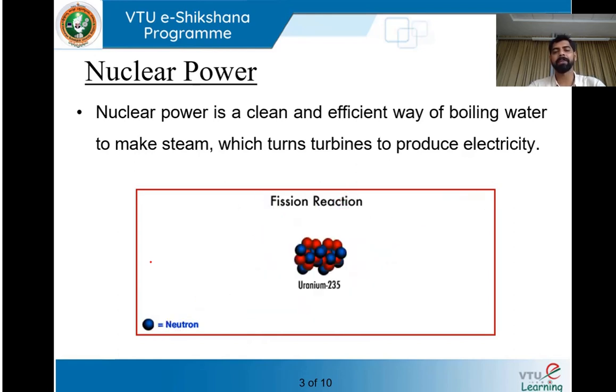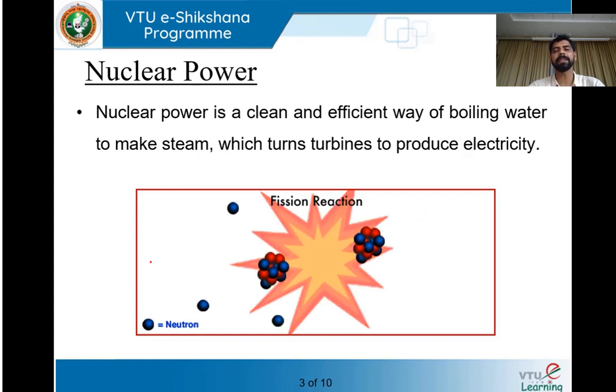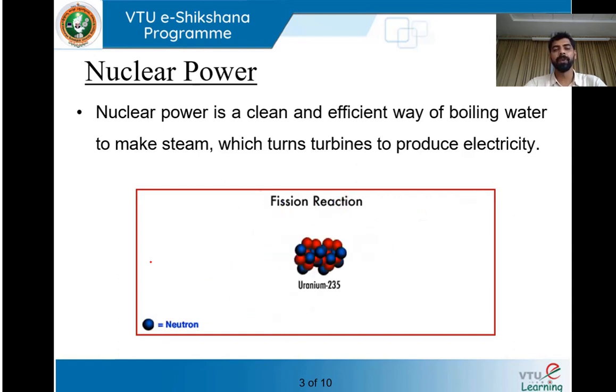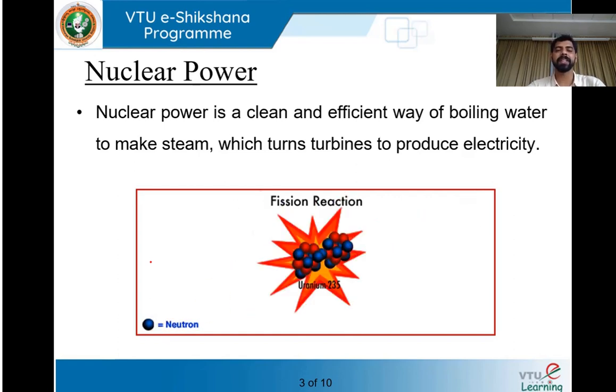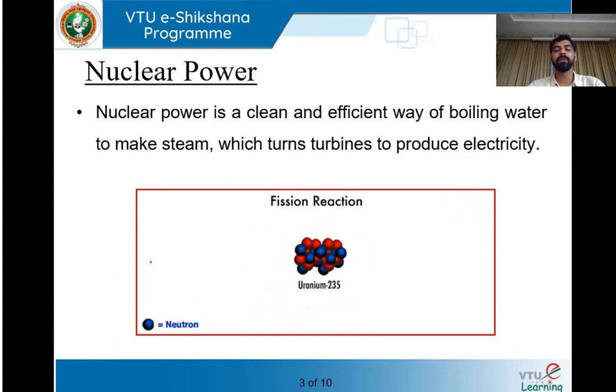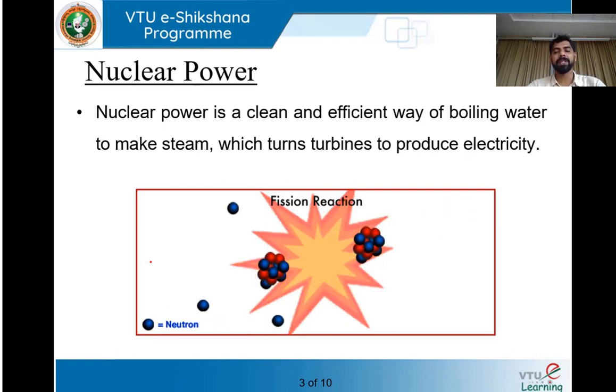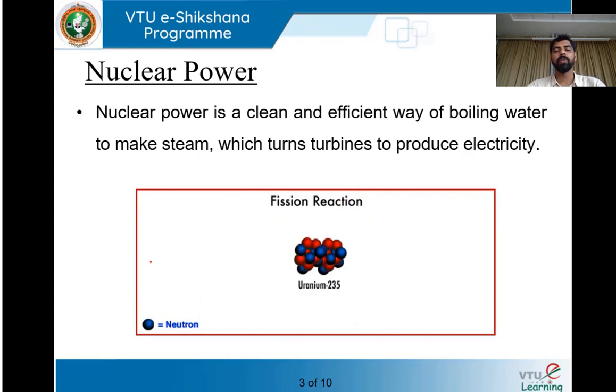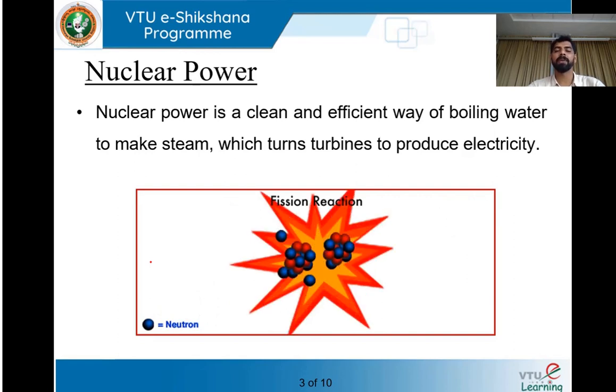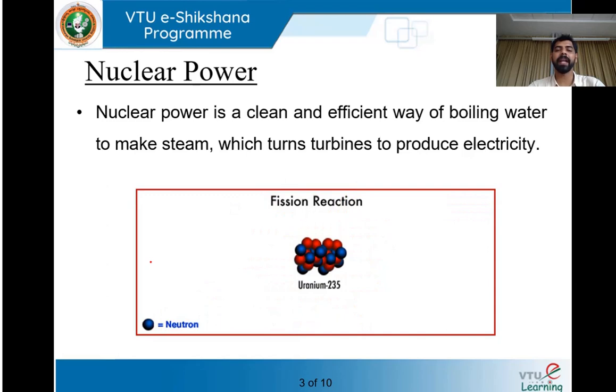What do we mean by reaction process? There are two types of reaction process: a fusion reaction or a fission reaction. So what is a fusion reaction? If two atoms are made to fuse together with the aid of an external force, then they fuse and release an enormous amount of heat. That is one reaction process.